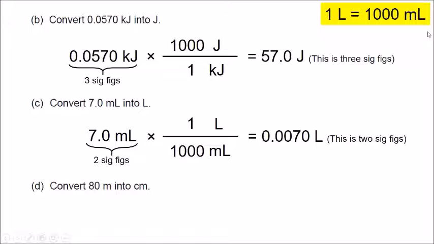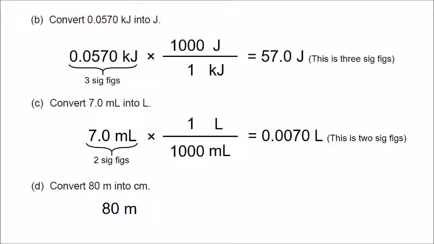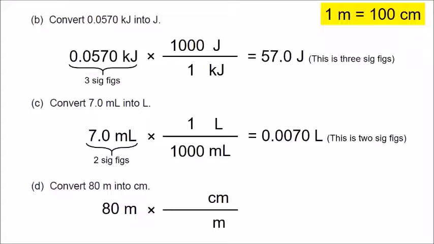And now on to part D. Convert 80 meters into centimeters. So we start with 80 meters, times and draw a line. Let's put meters on the bottom and centimeters on top. Centi, as a metric prefix, means 1/100th of the base unit. So 1 meter is larger than 1 centimeter. How many centimeters are in 1 meter? 100 centimeters in 1 meter. So 100 on top and 1 on the bottom.